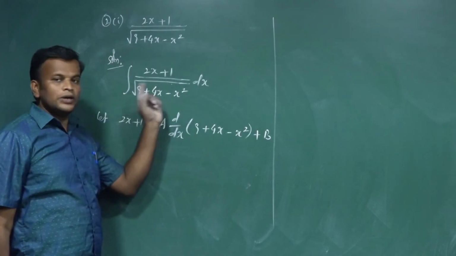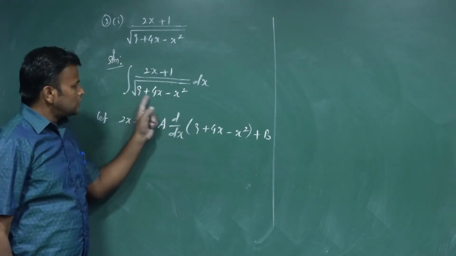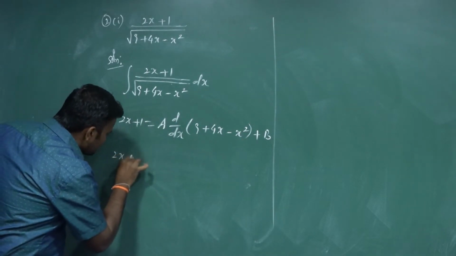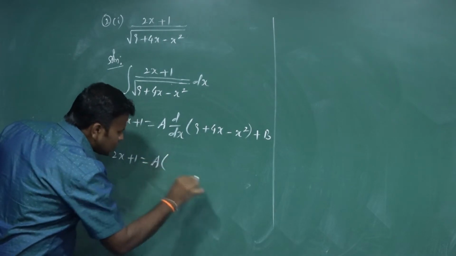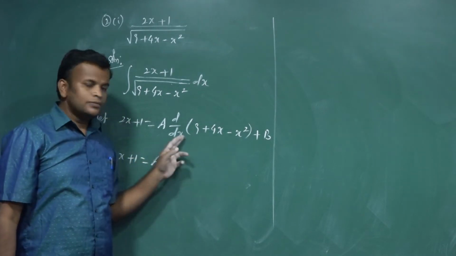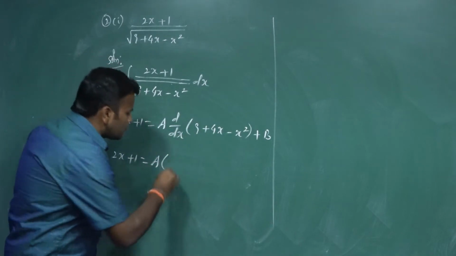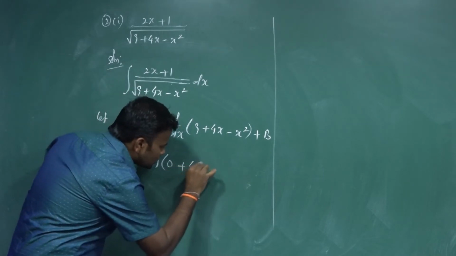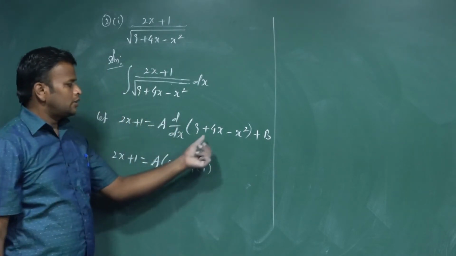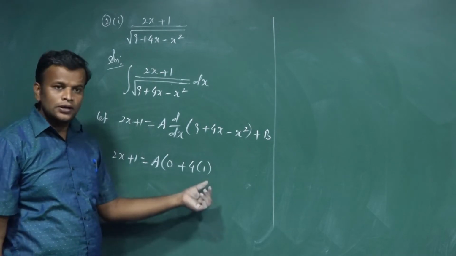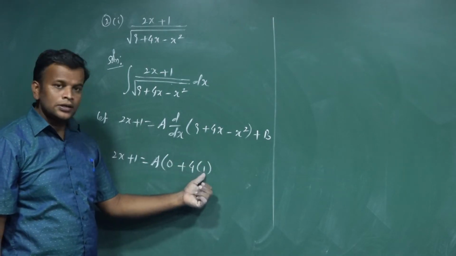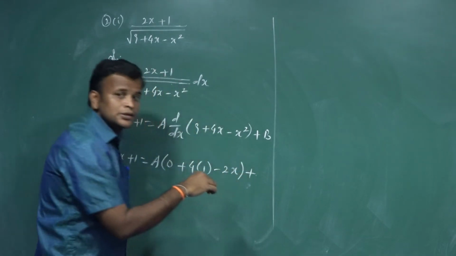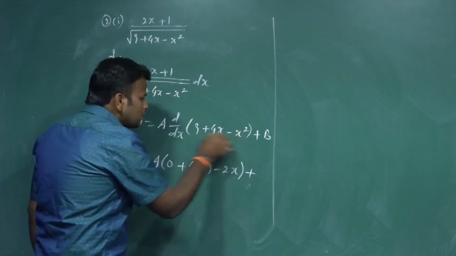Square root or without square root, any term is there, d by dx of just the term plus b. Okay. The next step, 2x plus 1 of, we differentiate the term. So the differentiating of 9 is 0 plus, in this sum I write elaborately: the differentiating of 4x is 4 of 1, 4x with respect to x is 1. And the differentiating of x square is 2x. Plus, we differentiate the bracket term only with respect to x.